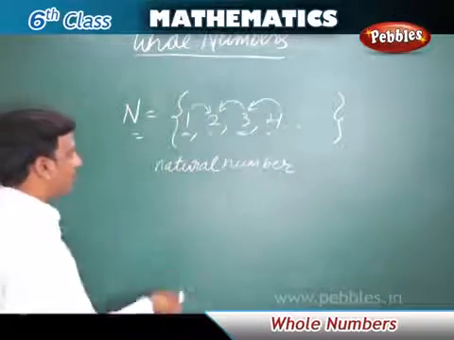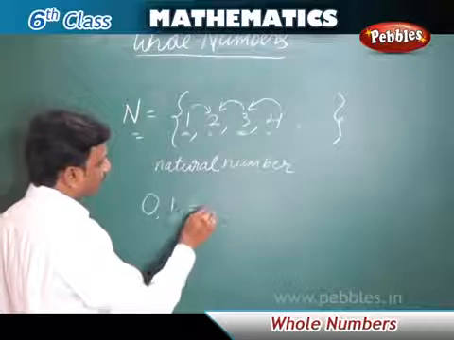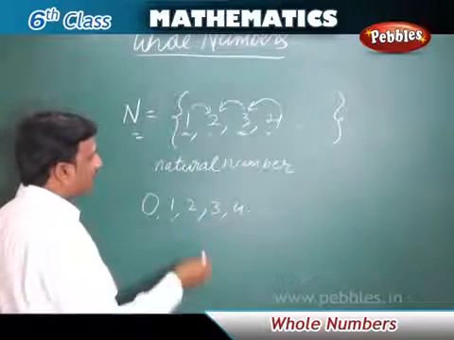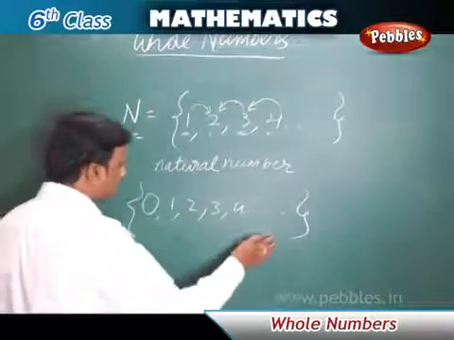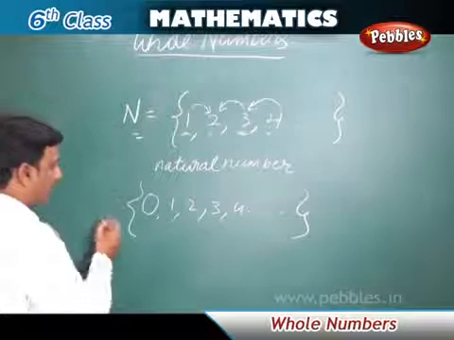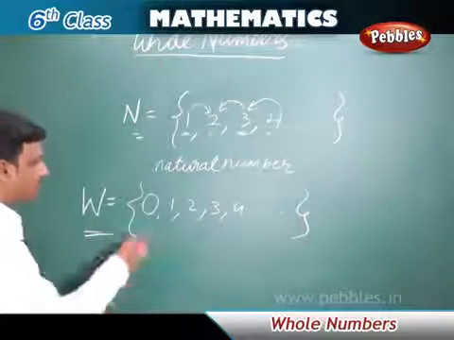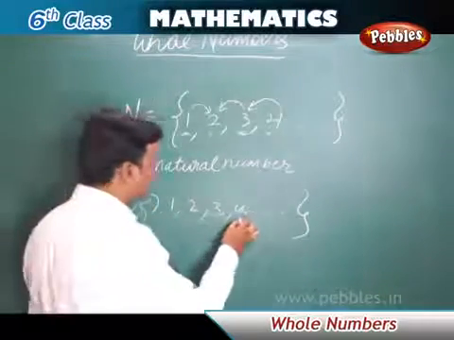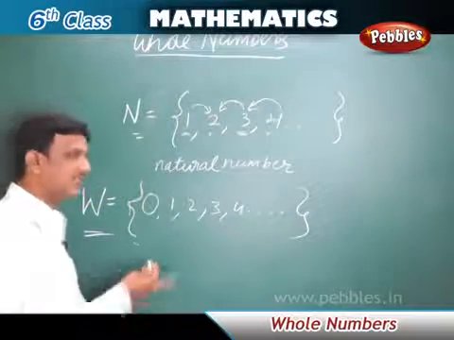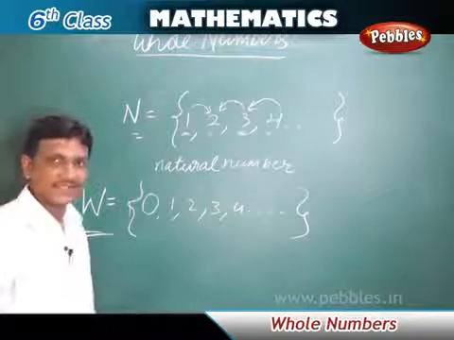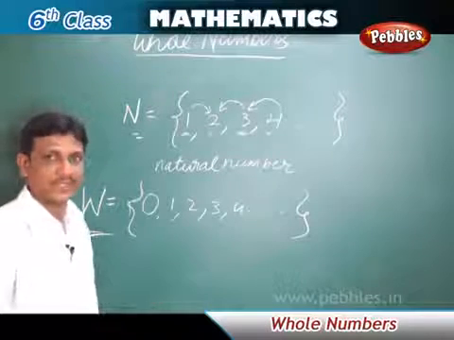Now, if we add 0 to the collection of natural numbers, we call this set the natural numbers and 0. With 0, we call it whole numbers and we denote it with the letter W. So this is the set of whole numbers 0, 1, 2, 3, 4, and so on. So the set of natural numbers including 0, we call whole numbers. In this chapter, we are going to learn about these whole numbers.